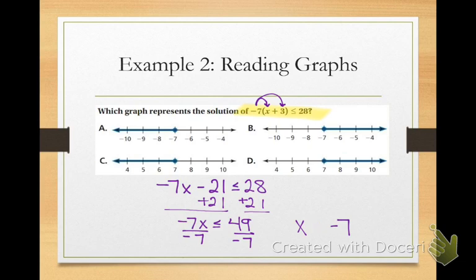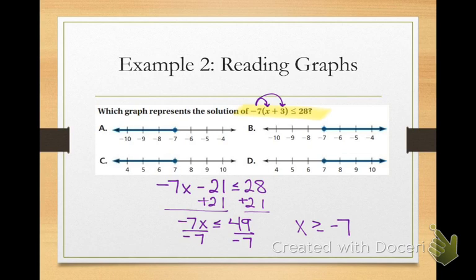Very good. You see how that can really be kind of subtle, right? You see how that would be an easy mistake to make. So when the negative is connected to the variable, I must reverse my inequality. So now that I reversed it, which graph does it match? Which graph does it match now that I reversed it?